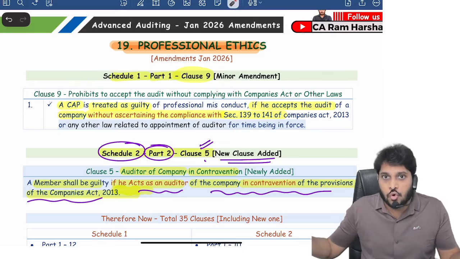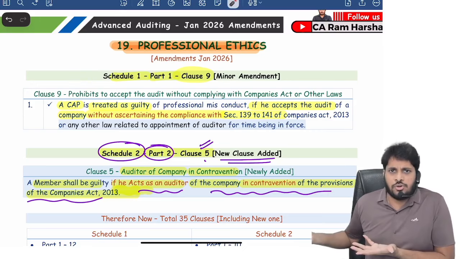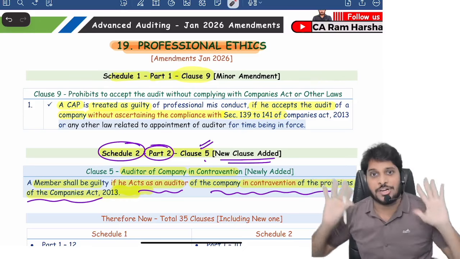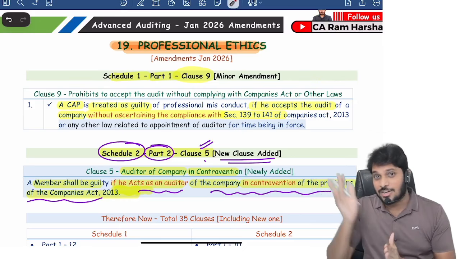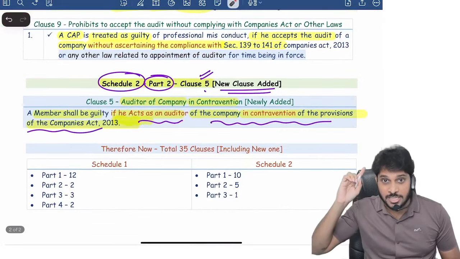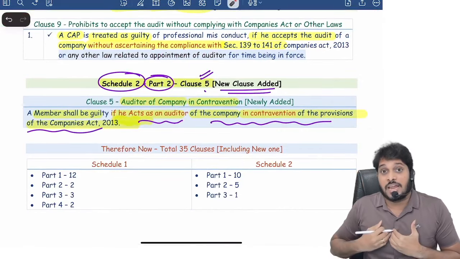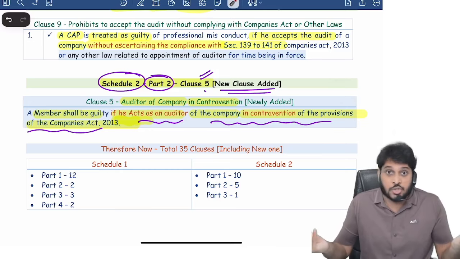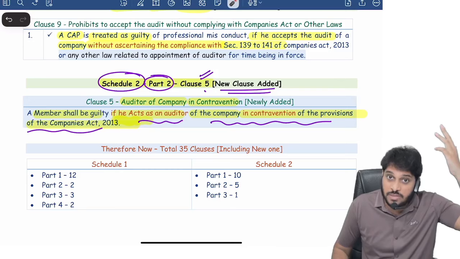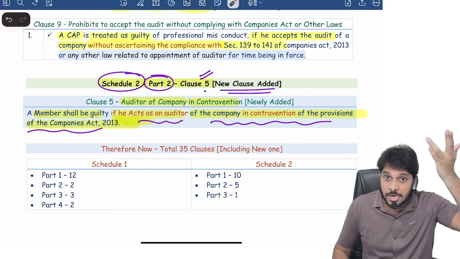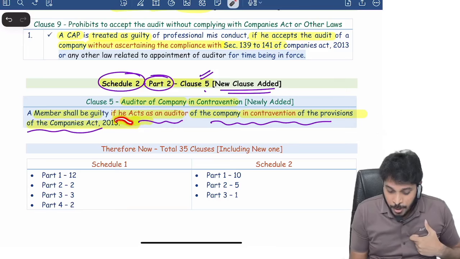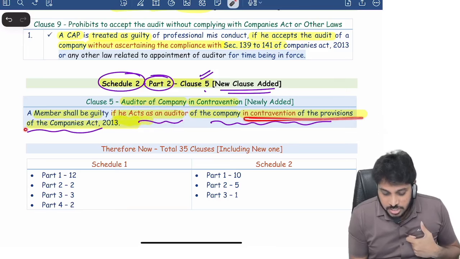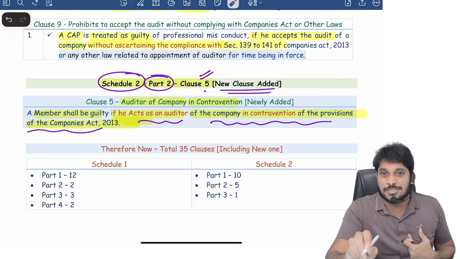There is a 60 days time to correct it, but I still don't know. I continued and gave an audit report. Later I got to know that my relative is holding shares in the company where I am already disqualified, where the position of the auditor which I am holding is no more valid from the date of disqualification itself. I am deemed to have vacated, but I still continued. I still acted as an auditor, which is in contravention of the provisions of the Companies Act.